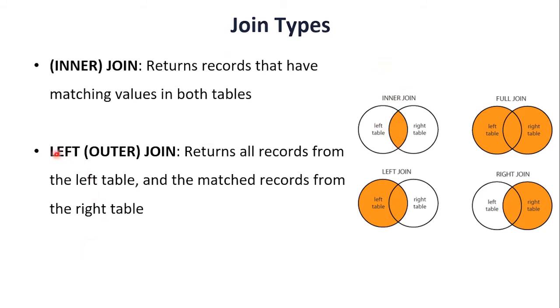And there's a second type called left join or left outer join, and that returns all the records from the left table. And if there are matching records from the right table, that would be included as well. And if there are no matching records, the columns will be filled with null values.